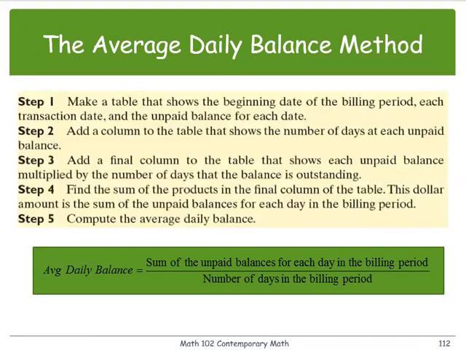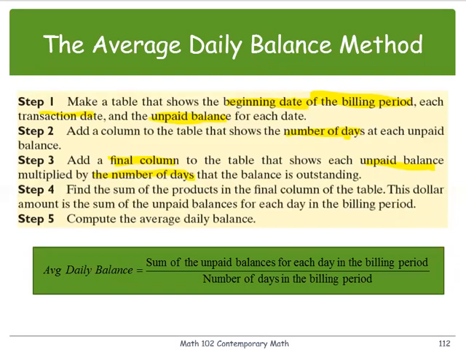For the steps of the average daily balance method, step 1, make a table that shows the beginning date of the billing period, each transaction date, and the unpaid balance for each date. Step 2, add a column to the table that shows the number of days at each unpaid balance. Step 3, add a final column that shows each unpaid balance multiplied by the number of days the balance is outstanding.